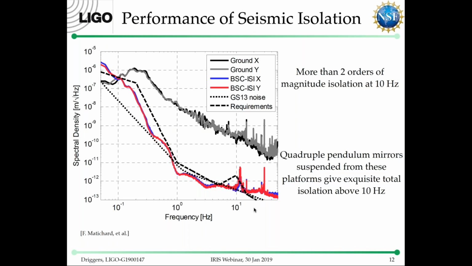In gray and black, we have seismometer information on the ground next to one of our tables. And then in red and blue is the actual measured motion on board on the most isolated portion of our table. You can see that we have several orders of magnitude isolation from ground motion at 10 Hertz, and that at almost all frequencies, we are more isolated than we require, which is really good and really helpful.